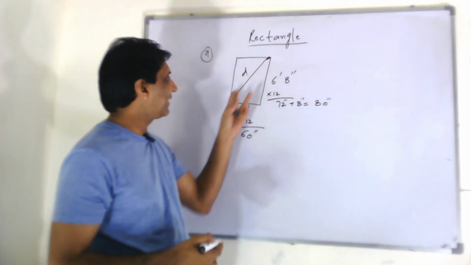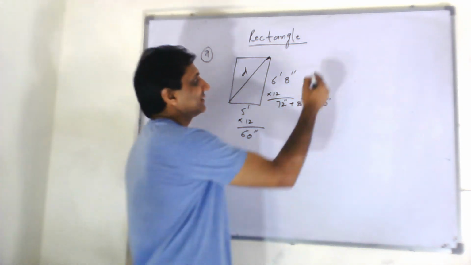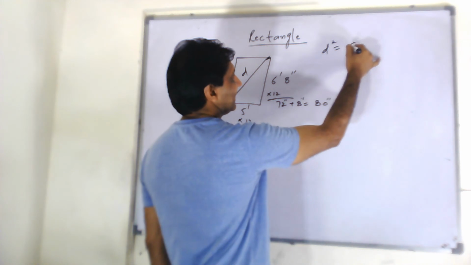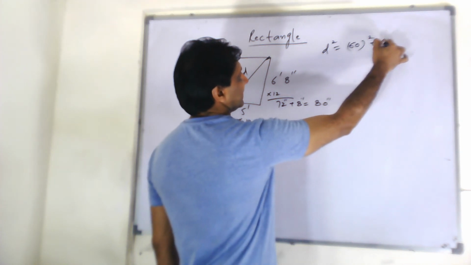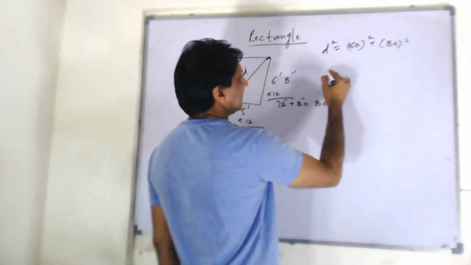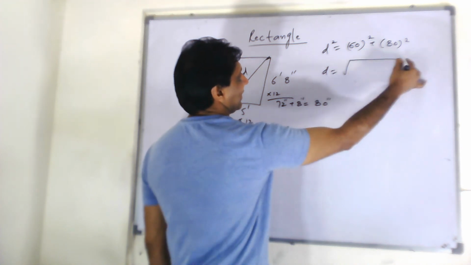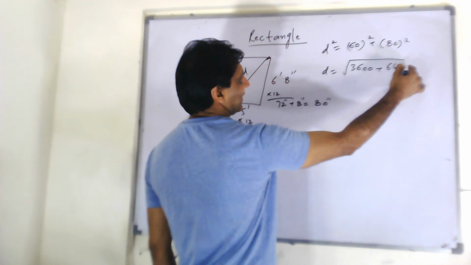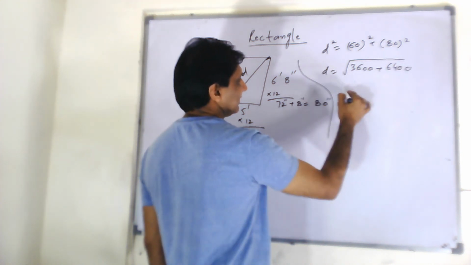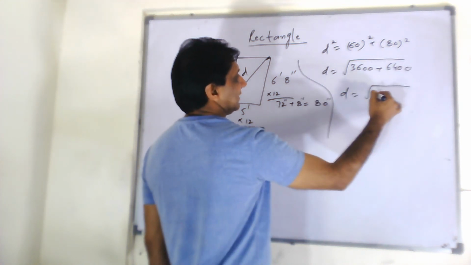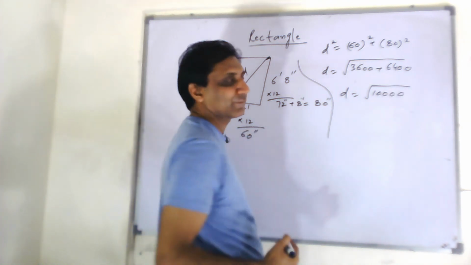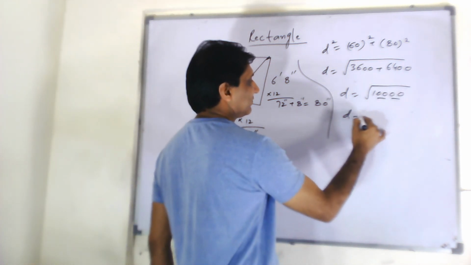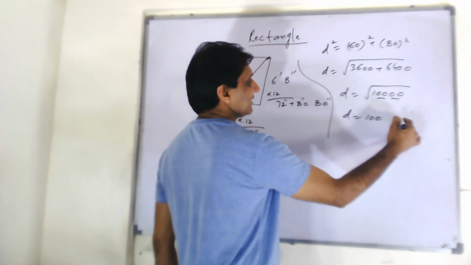So to find out the diagonal distance, d square is equal to 60 square plus 80 square. So d is equal to square root of 3600 plus 6400 and that is 10,000. So what is the square root of 10,000? That is 100. So this is 100 inches.